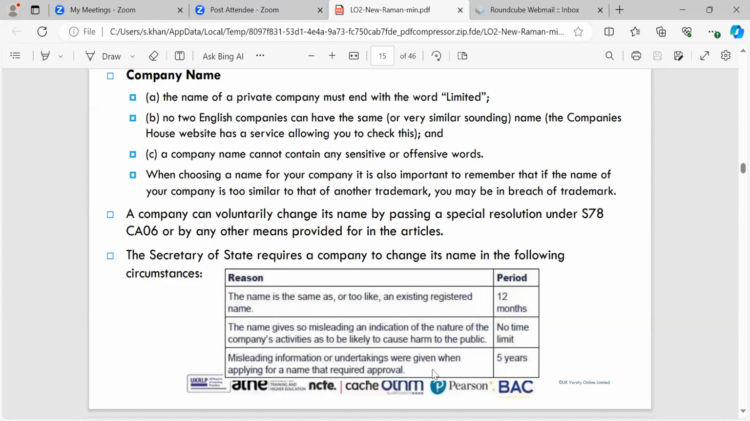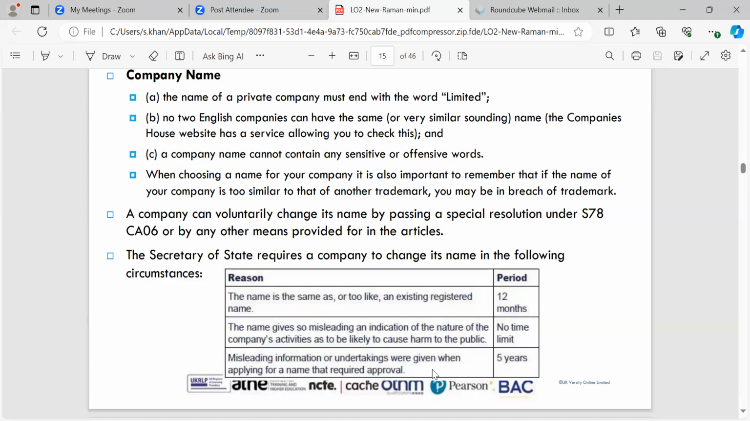A company can voluntarily change its name by passing a special resolution under Section 78 or by any other means provided in the articles. The Secretary of State requires a company to change its name in the following circumstances. Firstly, the name is the same as or like an existing registered company, and the period is 12 months. The name gives so misleading an indication of the nature of the company's activities as to be likely to cause harm to the public, so there's no time limit. Misleading information or undertakings were given when applying for a name that required approval, and that's 5 years.